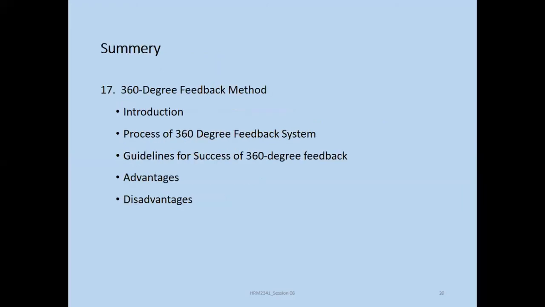I think you have a clear idea about the 360-degree feedback method. I discussed the introduction, the process, 10 steps of the process of the 360-degree system, some basic guidelines for the successful 360-degree feedback method, and the advantages, then finally the disadvantages.